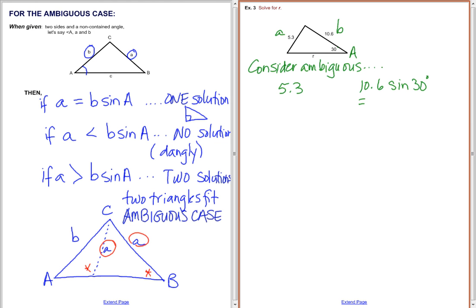10.6 sine 30, if I type it in my calculator, is 5.3. Well, what do you know? Since they're equal, then there is one solution. We have a right angle triangle. And our A value should have been drawn like that. Because it is straight down, it makes a right angle triangle. So I can solve for R that way.